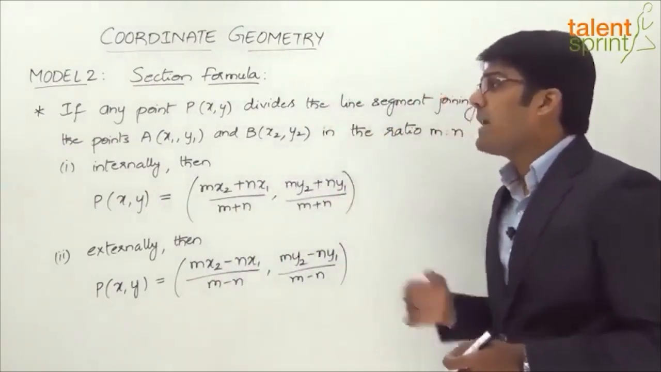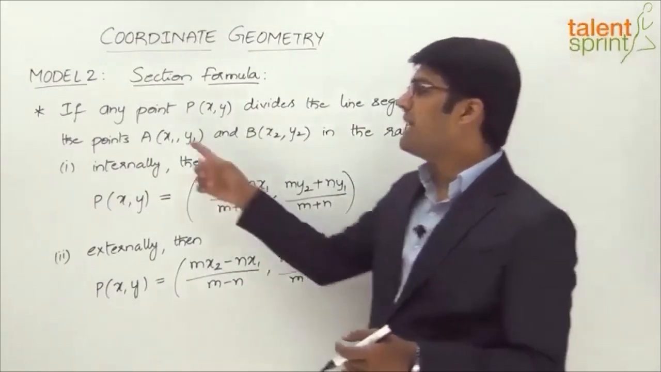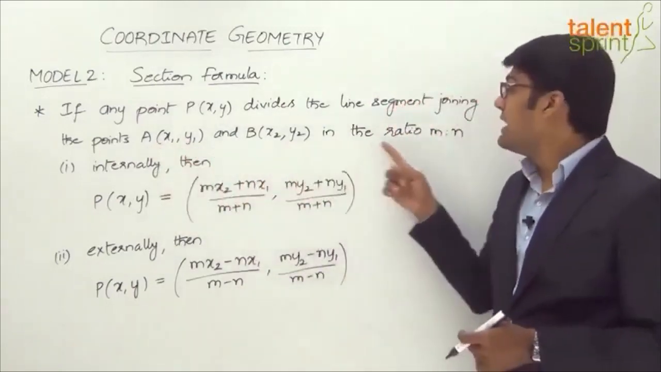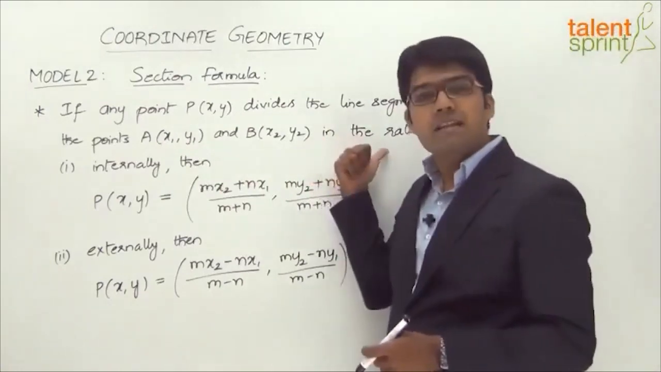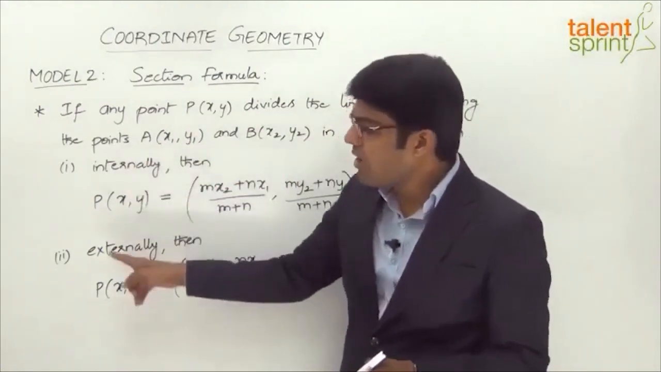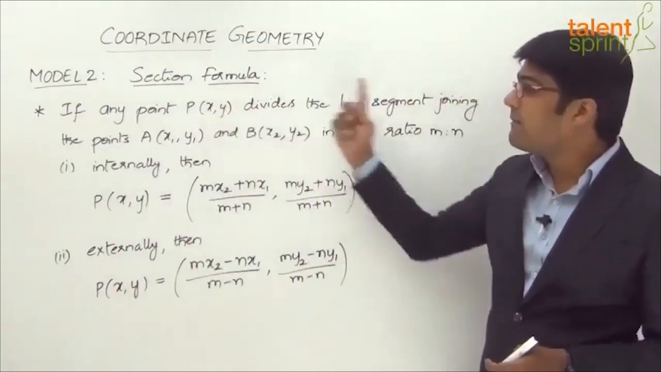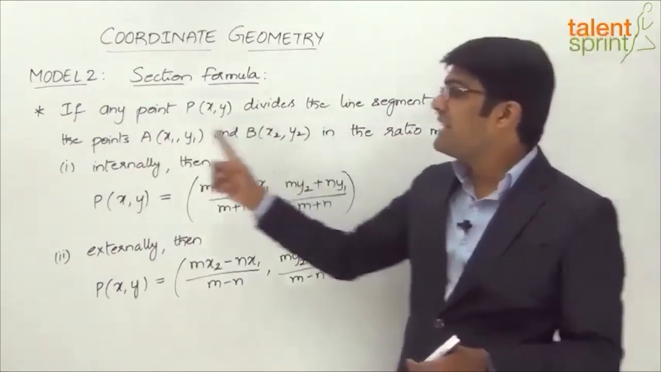It says if any point P of x, y divides the line segment joining the points A, x1, y1 and B, x2, y2 in the ratio m is to n. Now there are two cases. It may divide in the ratio m is to n internally or externally. So what happens when a point P divides a line segment joining two other points A and B in the ratio m is to n internally?